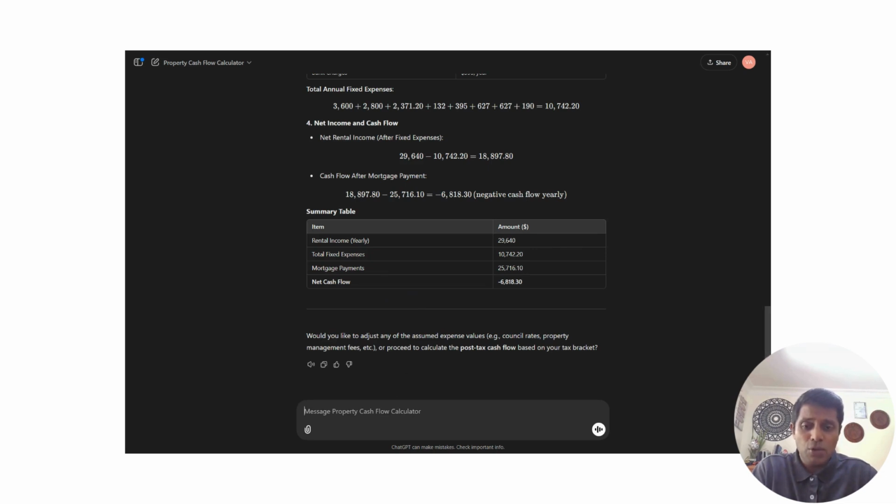So this tool is also very intuitive to override some of the expenses that it has assumed in its calculation. Say, for example, let's change the insurance cost from the assumed value of $2,800 per year to $1,800 per year. We can do that.